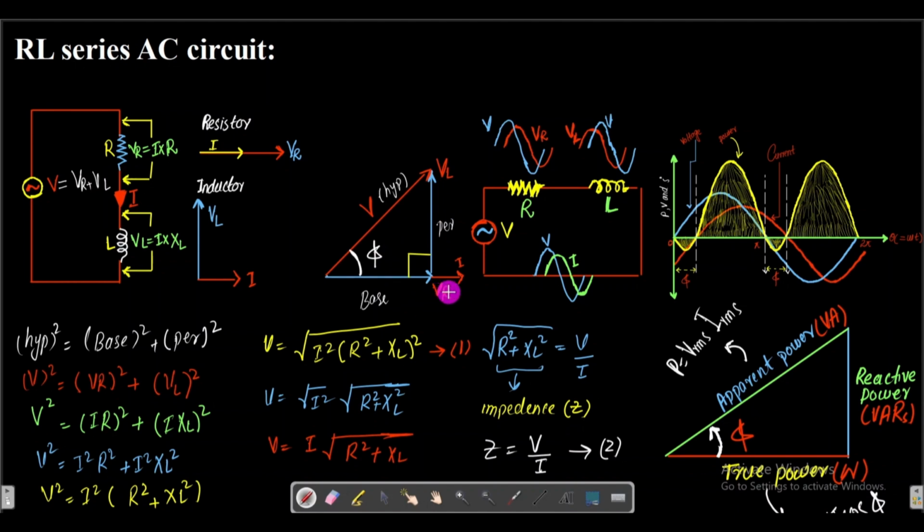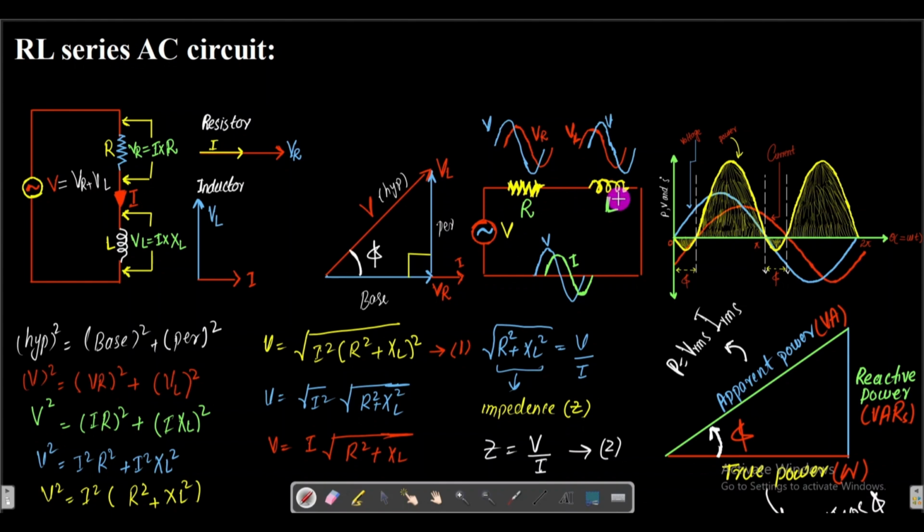Okay, this is V of R, and this is actually that resultant voltage. So here from this phasor diagram, this V of R is lagging and this V of L is leading. So this V of L is leading this V of R by this phi, which is given by tan theta.